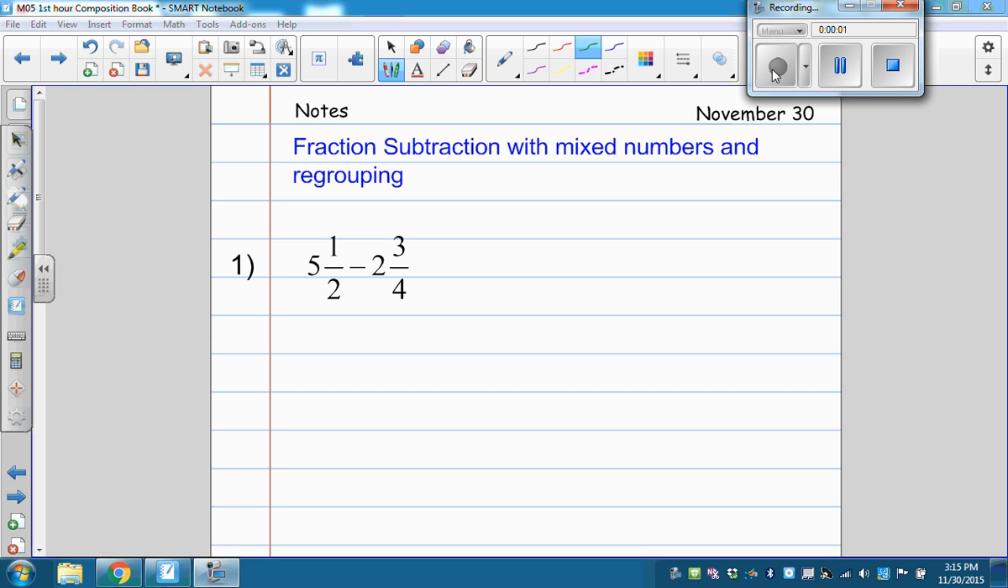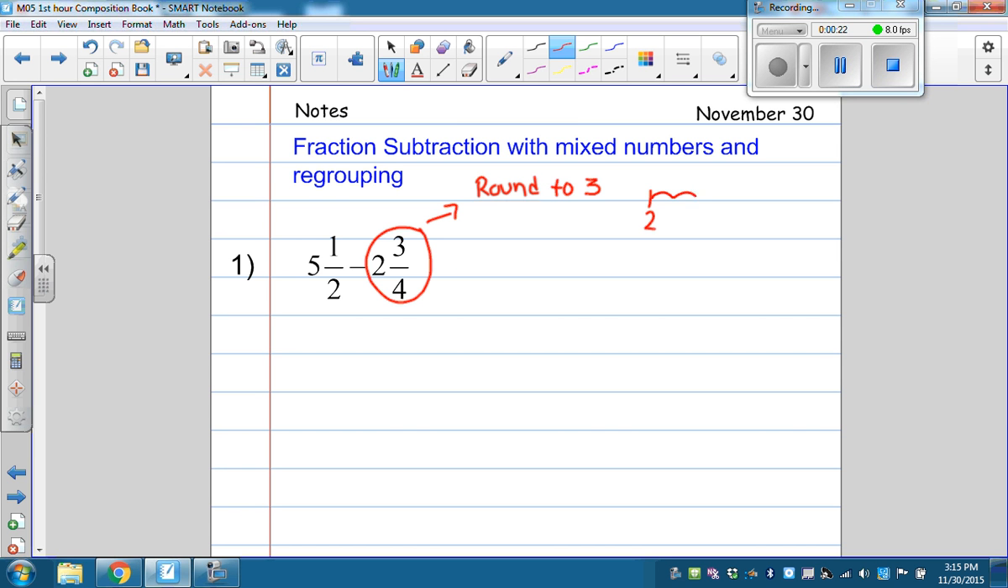So here's the method. This is an alternative to borrowing. The whole idea is you take this number, when you subtract, you're going to round it to the next whole number. So what's that number to? Yeah, so you round to 3. And when you look at the numbers 2 and 3, 2 and 3/4 is right here. So you've rounded up an extra 1/4.